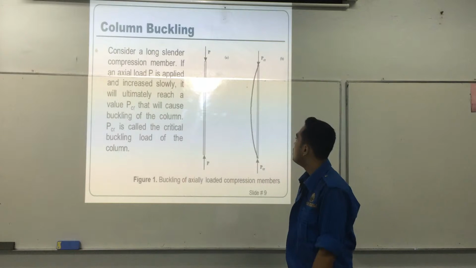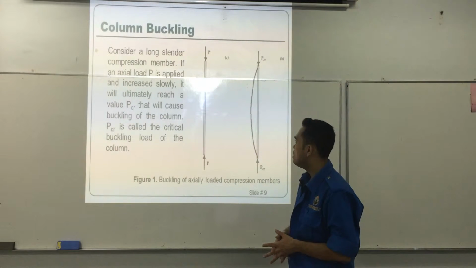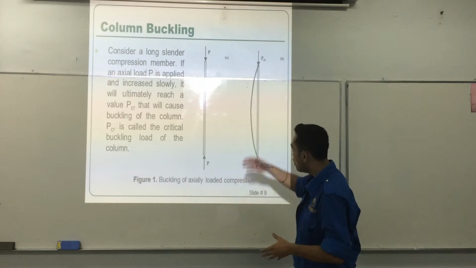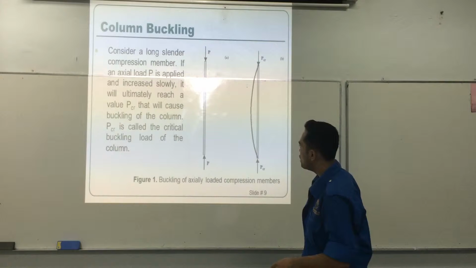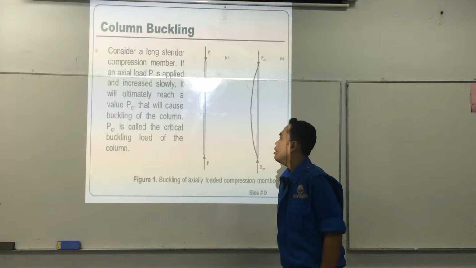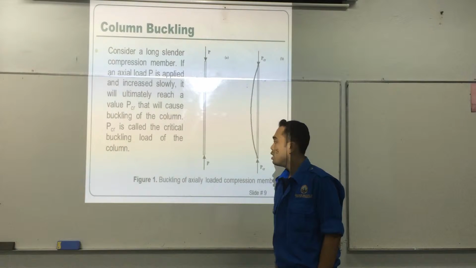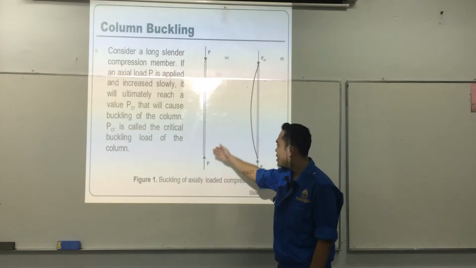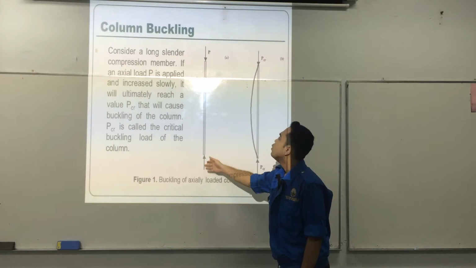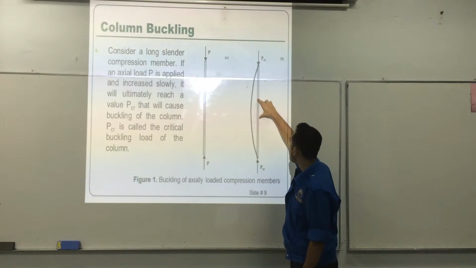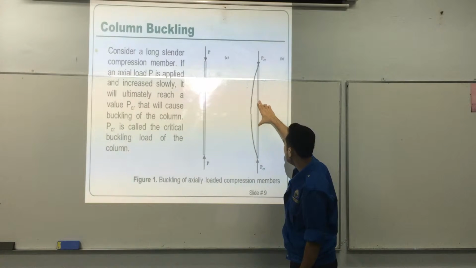Column buckling. We can consider a long slender compression member. If an axial load P is applied and increased slowly, it will ultimately reach a value, P critical, that will cause buckling of the column. P critical is called the critical buckling load of the column, which means when the load is applied slowly and goes over the critical value, the column will bend.